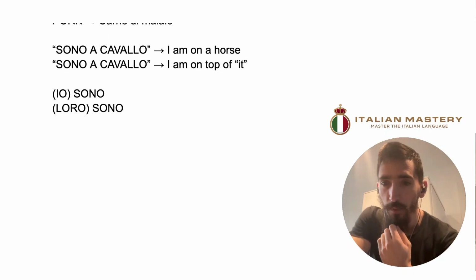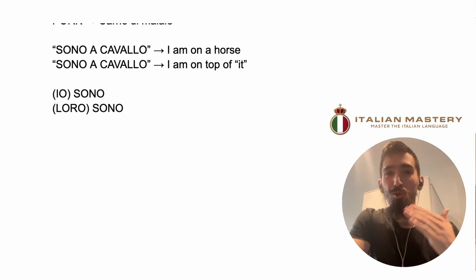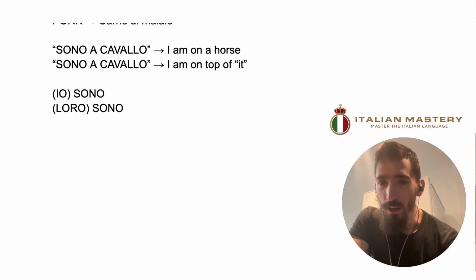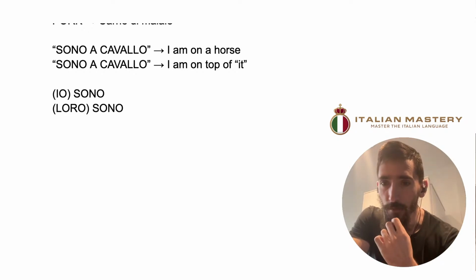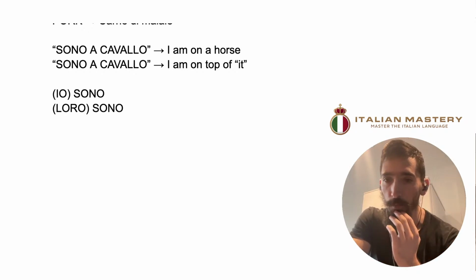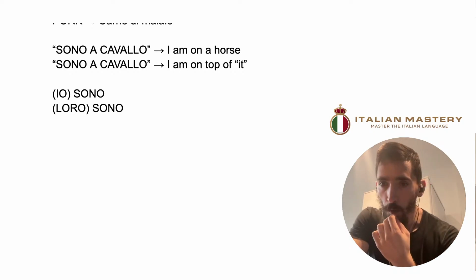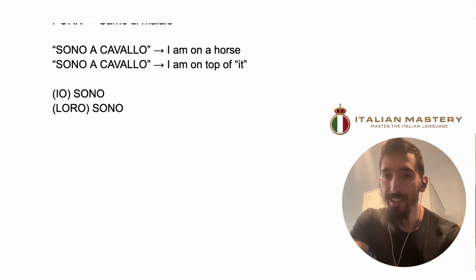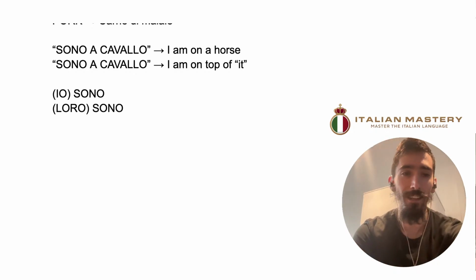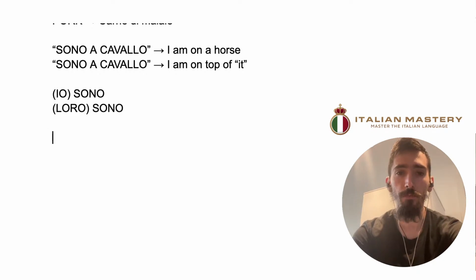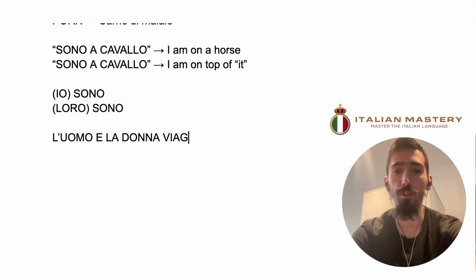Bene, bene, bene. Tanti esempi oggi. Sono contento. Many examples today. I am very happy. Sono contento. Il cavallo va nella strada. Ok. Anch'io. L'uomo e la donna viaggiano a cavallo. L'uomo fuma una sigaretta. Fantastic. Let me just copy paste. L'uomo e la donna viaggiano a cavallo.